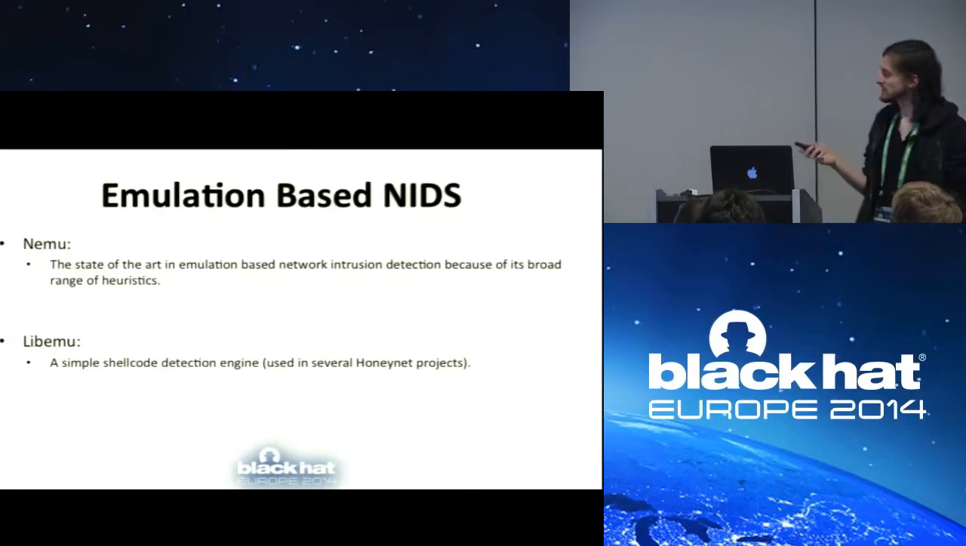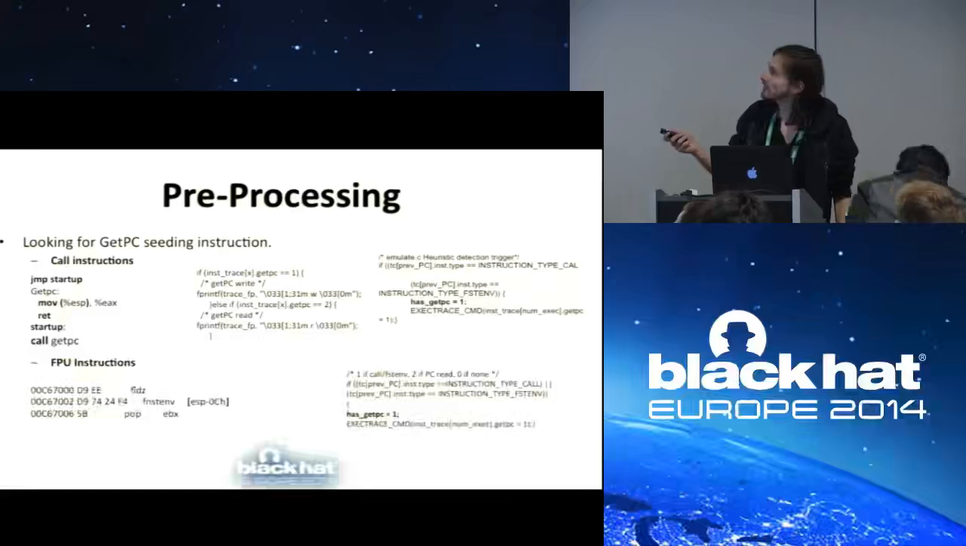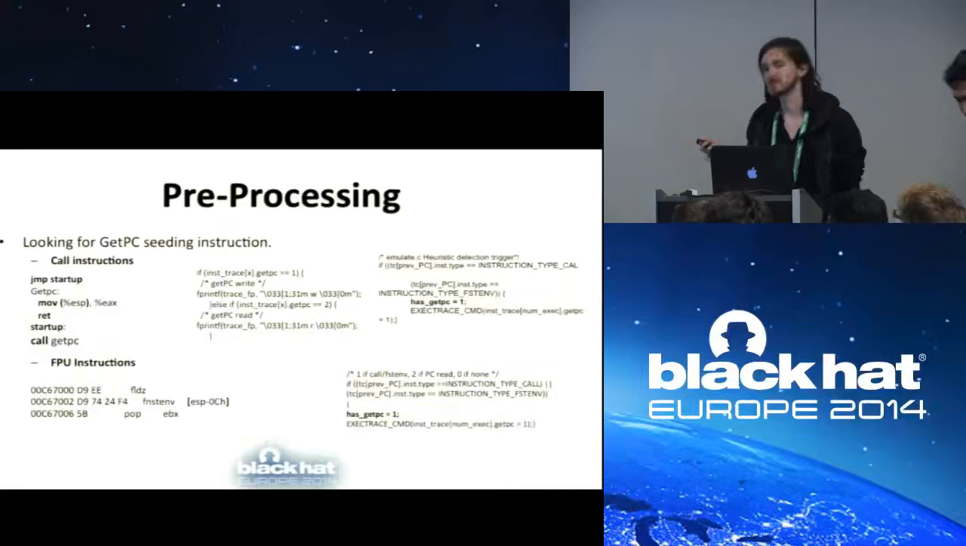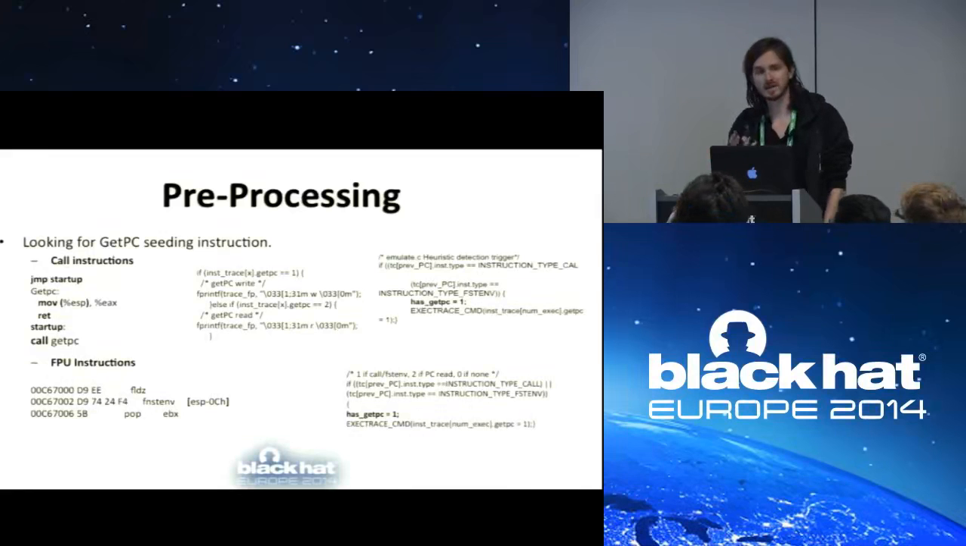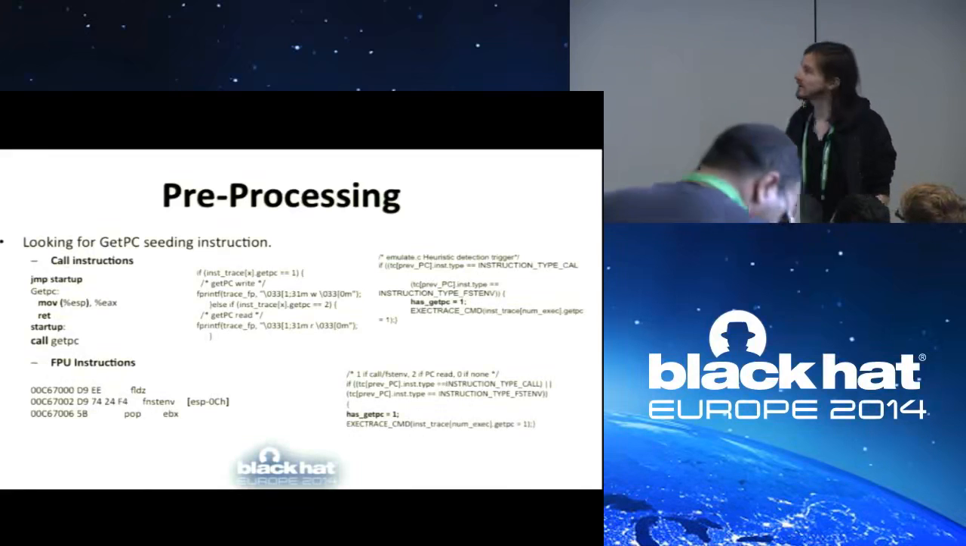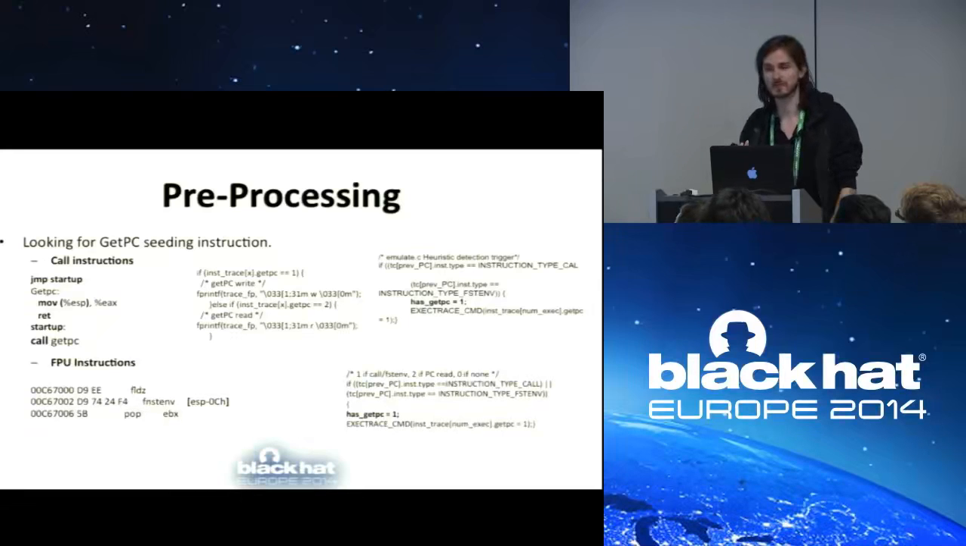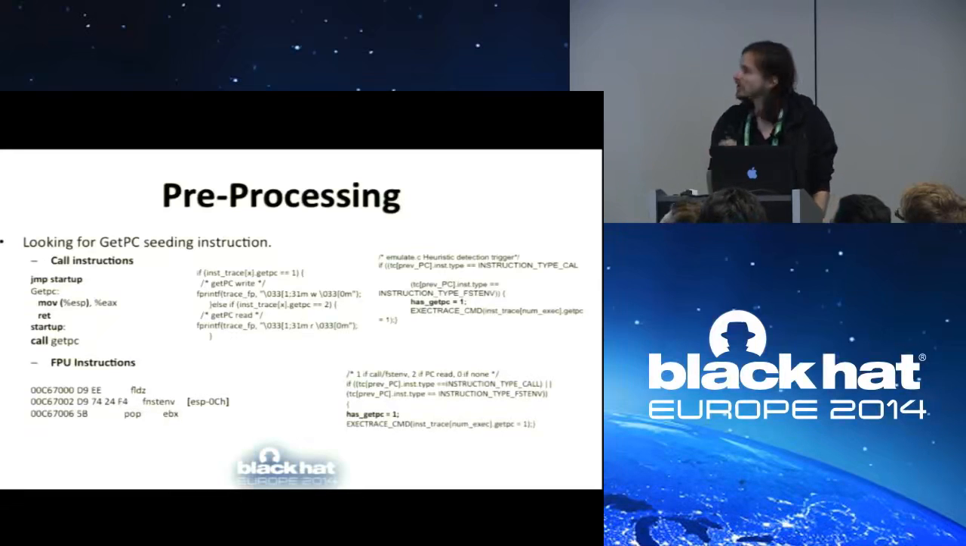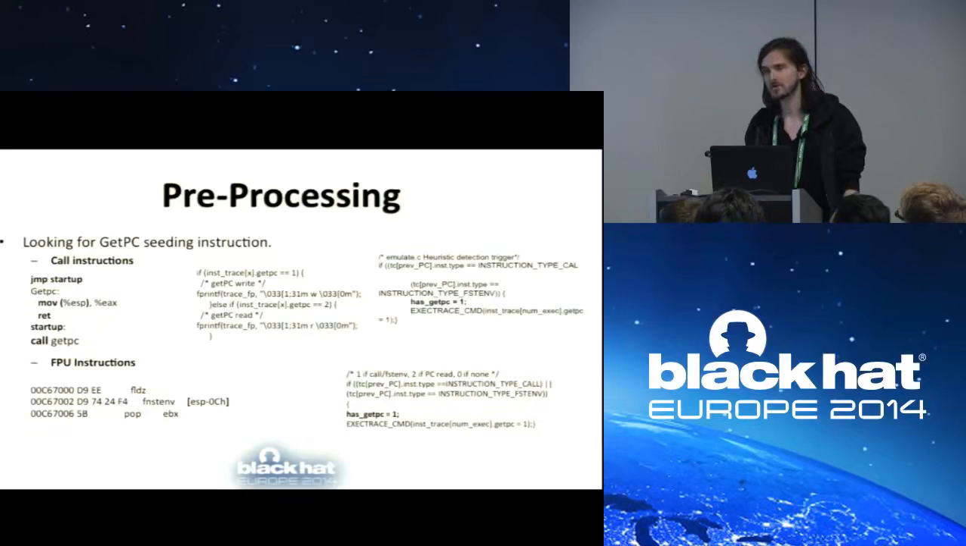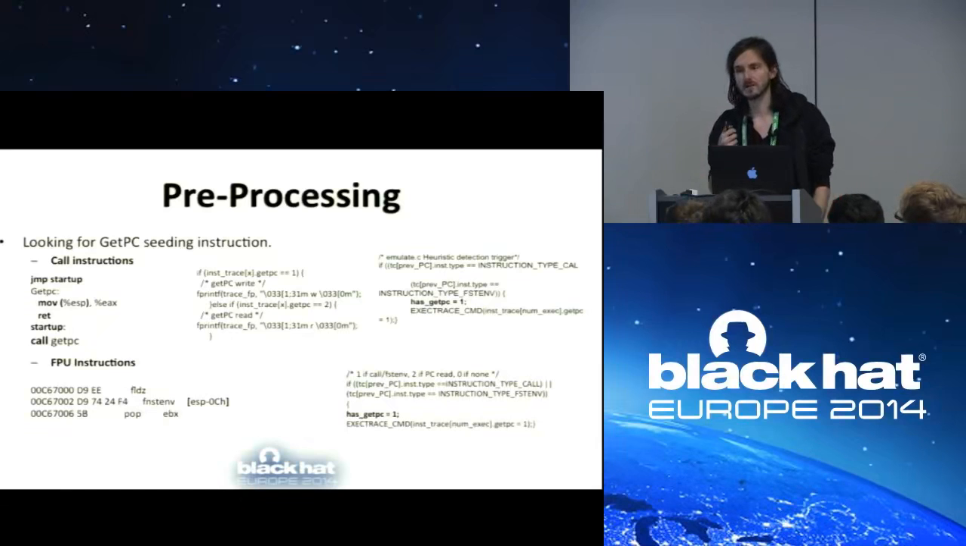So what does it look like in practice? Obviously first, the emulation system will have to find a way to detect whether a given network stream actually includes shellcode. It does this by having a pre-processing step which looks for the characteristics of so-called getPC code. For those who don't know, most shellcodes will need to have a way to find the program counter in order to refer to their own body for further decryption purposes.